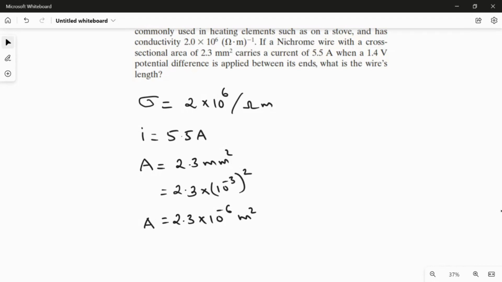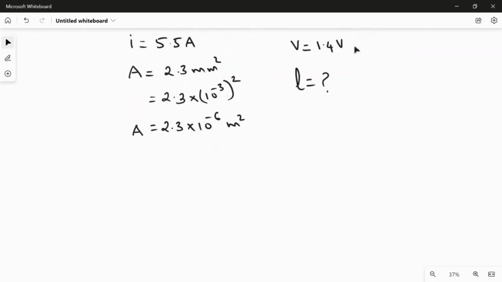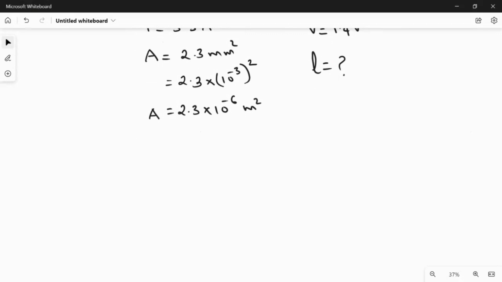Clear? And also the voltage applied between the ends of the wire is mentioned here as 1.4 volt. By using all these things, we are going to find what should be the length of the nichrome wire. So for this, again, we have to use the rule of resistance, which we studied in the theory. Resistance R is equal to the resistivity of the material multiplied by the length of the material over the cross-sectional area of the material. So here we are going to find the length. So I have to modify this equation in terms of length.